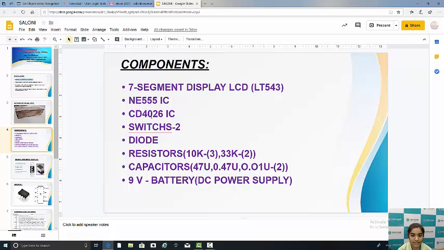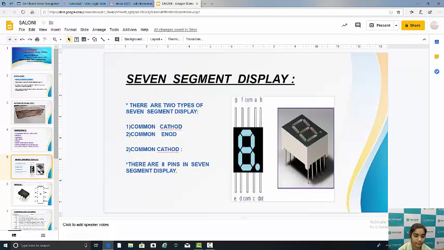Now let's see what is 7 segment display. See, this is the 7 segment display. There are 2 types of 7 segment display. First is common cathode and second is common anode. In this project, I used common cathode. In this my project, I used common cathode 7 segment display of LCD.